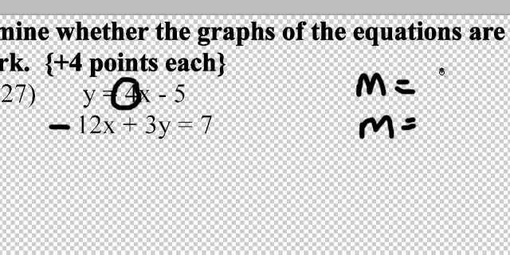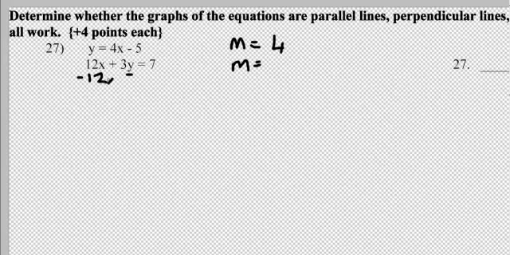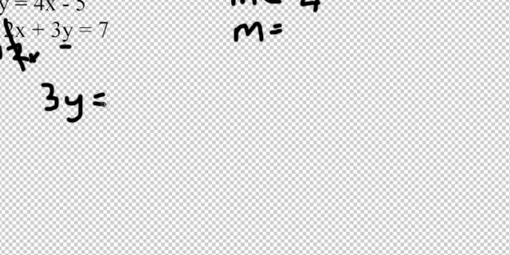So right now I know the slope's 4. Great, that one's done already. That was quick. I don't have to change anything around. Unfortunately, I do have to change this one around. Remember, how do we get the y by itself? We take away the 12x. I did this in the previous video. That's gone. You're left with 3y on this side equals 7.